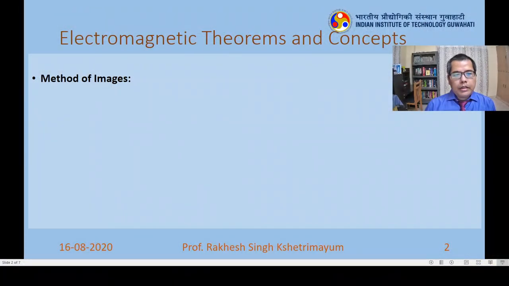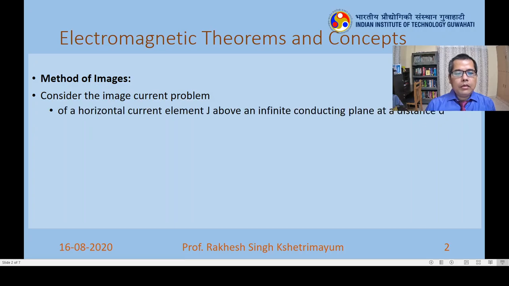So now in this class we'll discuss the method of images. So what is this method of images? In order to understand the method of images, we'll consider the classic image current problem. What is this classic image current problem?